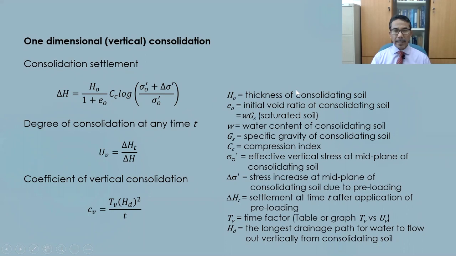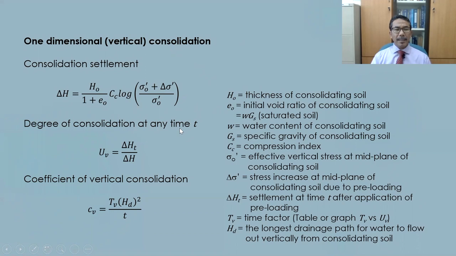Generally, H sub naught here represents the thickness of the consolidating soil at site. e sub naught is the initial void ratio of the consolidating soil at site. C sub C represents the compression index, which can be obtained from the consolidation test in the laboratory, and represents the slope of the straight portion of the graph of void ratio versus log pressure. Sigma sub naught prime is the effective vertical stress at the midplane of the consolidating soil. Delta sigma prime represents the stress increase at the midplane of the consolidating soil. Generally, we assume the stress increase at the midplane equals the pressure being applied on the ground surface.